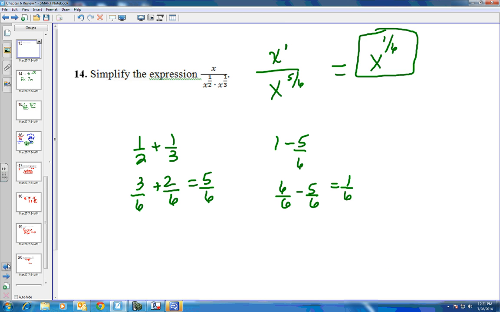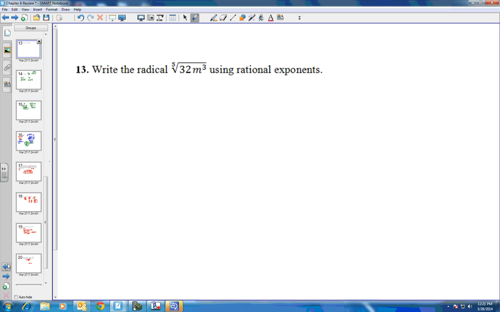Okay, number 13. Write the radical fifth root of 32m to the third using rational exponents. When it says use rational exponents, they want us to write it without any radical signs, and they want fractions as your exponents. So my index number is always my lowest number, my denominator. So I have 32 to what power? What power does the 32 have with it? To 1. So to the 1/5, m to the 3/5.